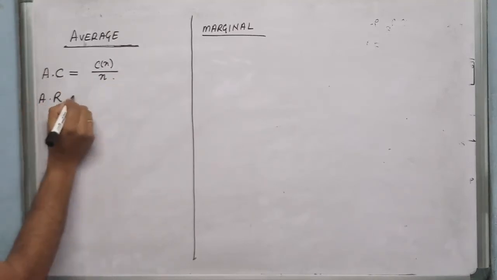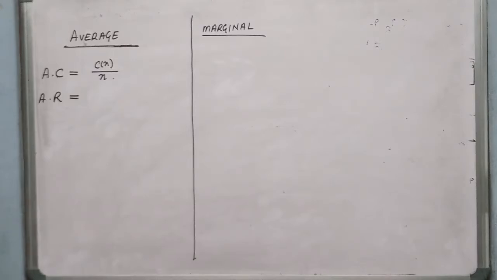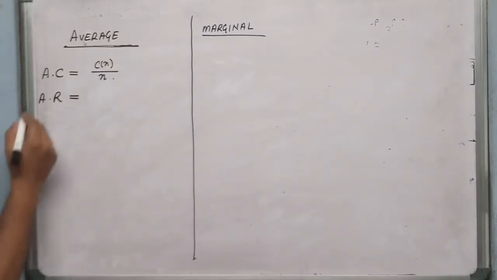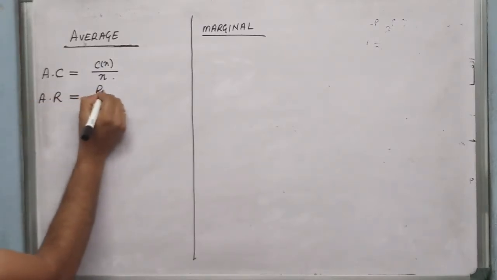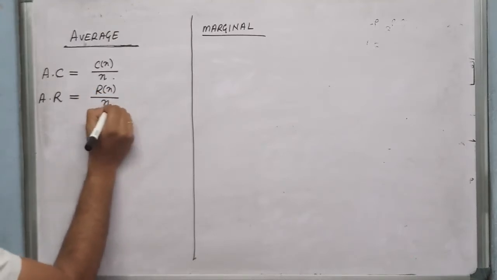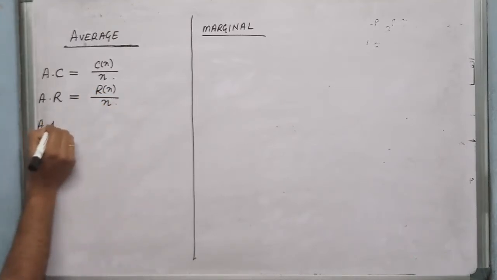Average revenue. AR means average revenue. That means for the average of revenue, you have to divide the revenue by x. Average profit.